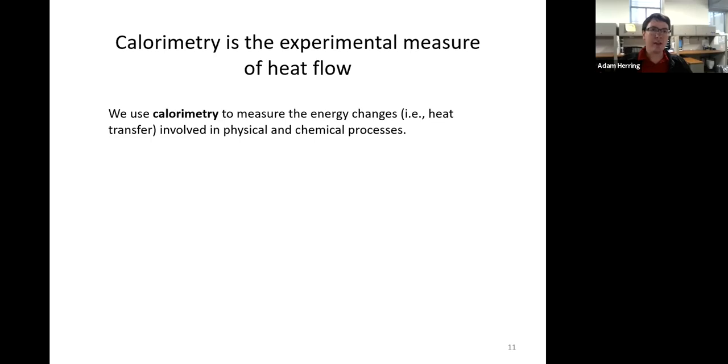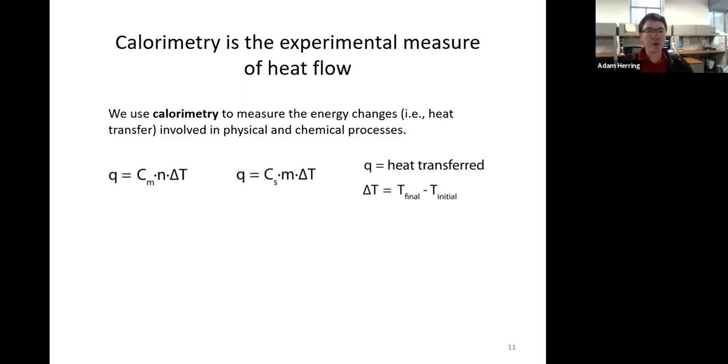Calorimetry is a set of experimental methods that are used to measure heat that's given off or absorbed during chemical reactions. This could also be during physical changes, where I'm talking about phase changes, whereas with chemical reactions, we're talking about things like combustion or precipitation or a variety of other chemical changes. In both cases, however, we're looking at the transfer of heat.